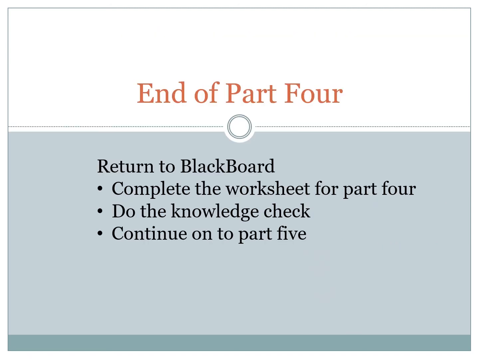That is the end of part 4. The hardest part about trigonometry is remembering the formulas and when to use them. Make sure you review SO, CA, TOA and understand how those acronyms can help you remember the formulas. Go through your module and then go to Blackboard and do the worksheet and the knowledge check. Once you've done that, continue on to part 5.